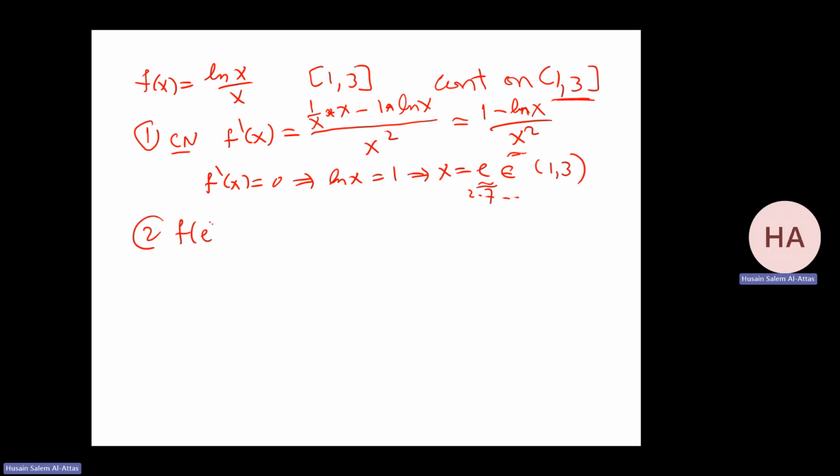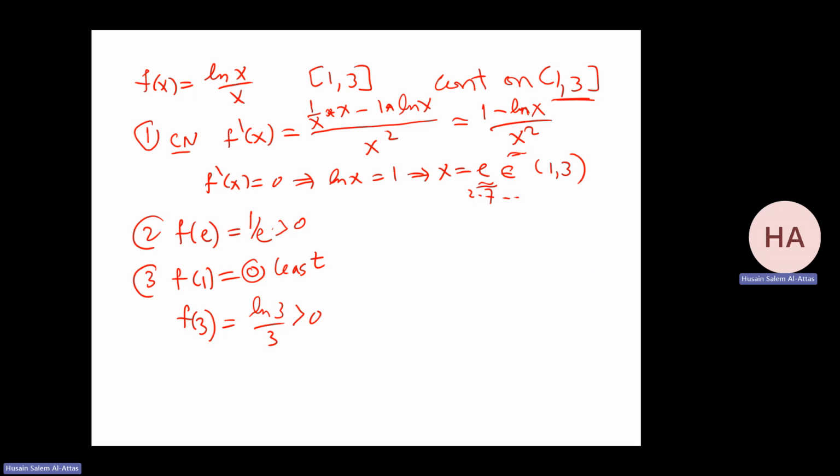Second, I check f at e. F at e will be ln e, which is 1, over e. Third, I check f at 1. That is 0. I check f at 3. That is ln 3 over 3. How to check which one is bigger, which one is smaller? For sure, 0 will be the least. This is positive, this is positive, this is positive.